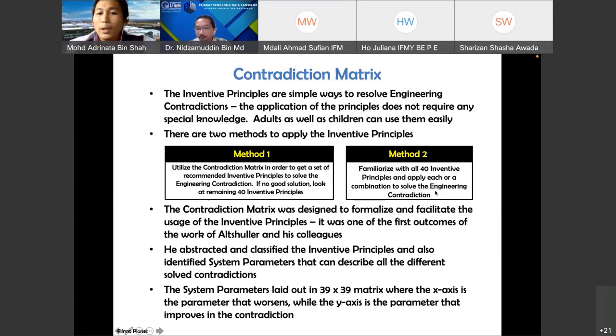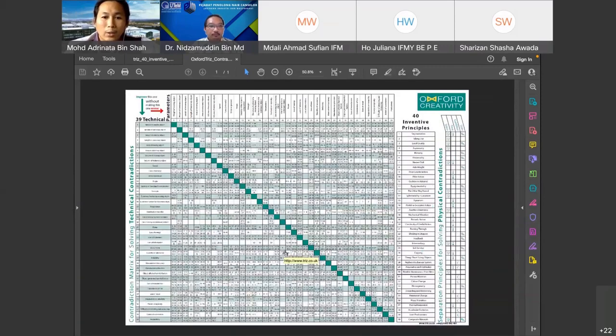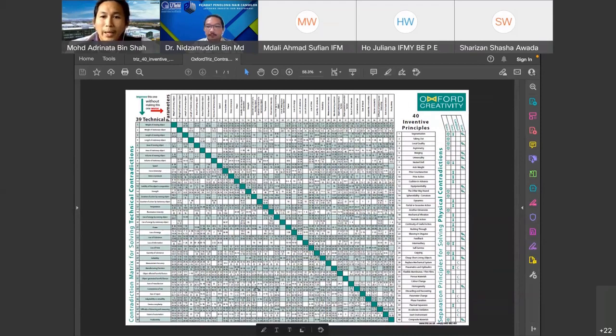Or method 2, if you are familiarized with all 40 inventive principles, apply each or a combination to solve the engineering contradiction. You can always look at all of the 40 inventive principles one by one, and then you can have some ideas. So we have the contradiction matrix and the 40 inventive principles, included in only one page. We have 39 parameters, and this is the contradiction matrix, and we have the 40 inventive principles. The only thing that we need to know better is the 40 inventive principles.